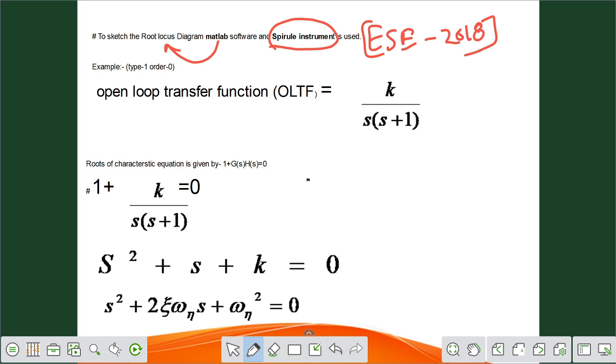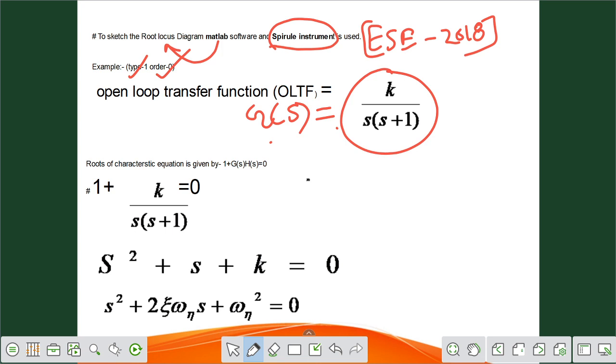In a simple manner, I am taking an example of an open loop transfer function. Without using any rule, I am making the root locus diagram. That means without knowing the rules of the root locus diagram, I can draw the root locus. This is my open loop transfer function, represented by G(s) equal to K upon s(s+1). I can see here this is a type 1 system, and this is order 0 system.